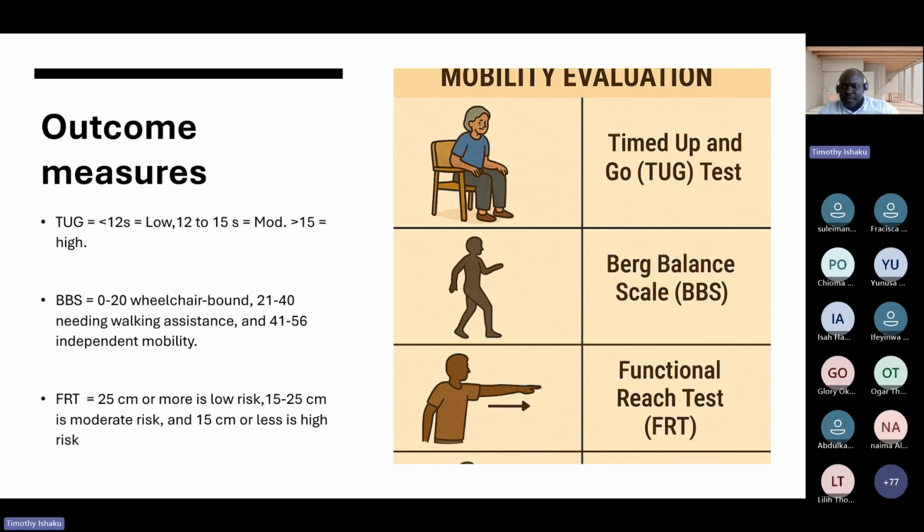Berg Balance Scale. Amongst anybody, any volunteer, people that mentioned that they've used it. Somebody different this time around.